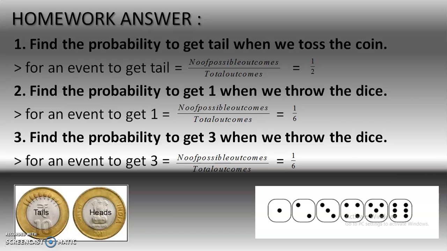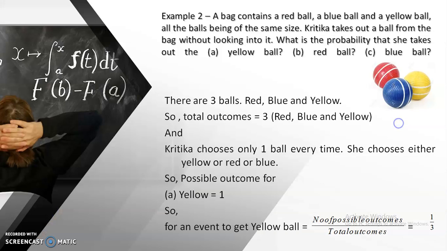Now third question, find the probability to get 3 when we throw the dice. Check it here. Okay, here also one side of number 3. So for an event to get 3 equals number of possible outcomes divided by total outcomes equals 1 upon 6. Got it? Okay, if you have any question about it, then you can comment and ask the question. Right? Now go to the next slide.